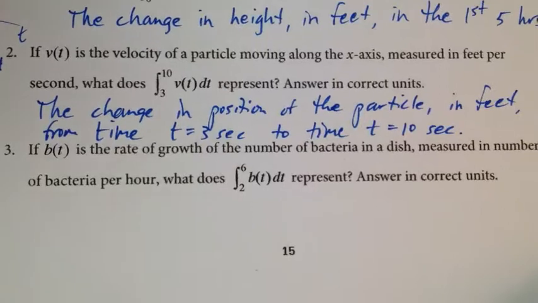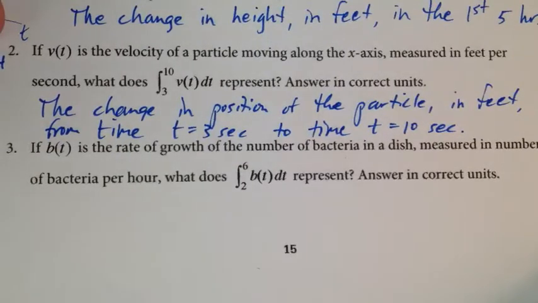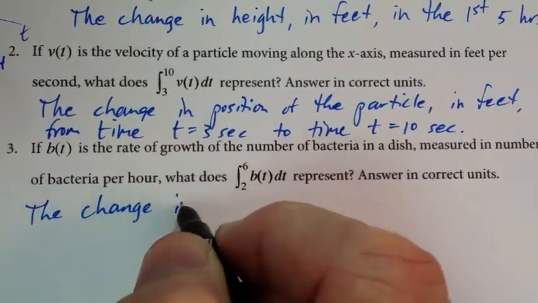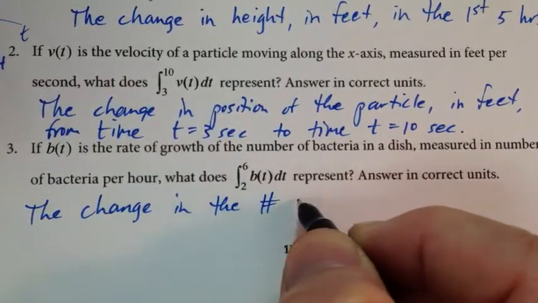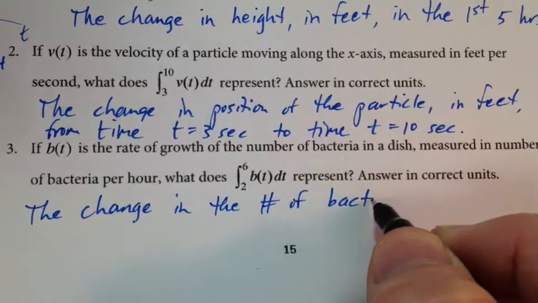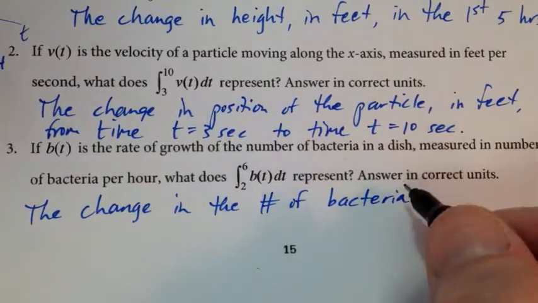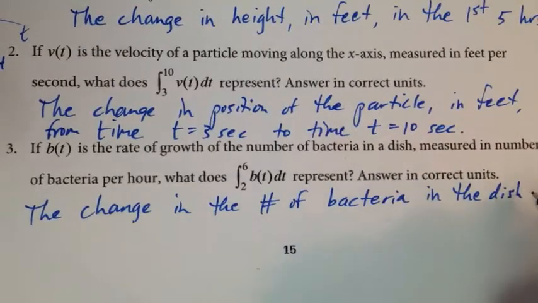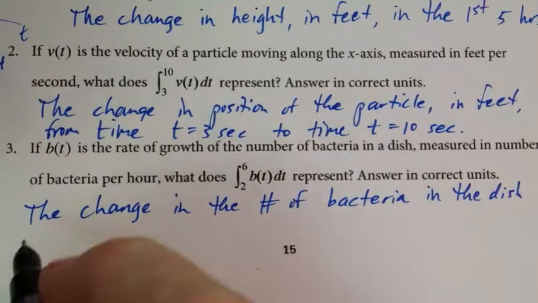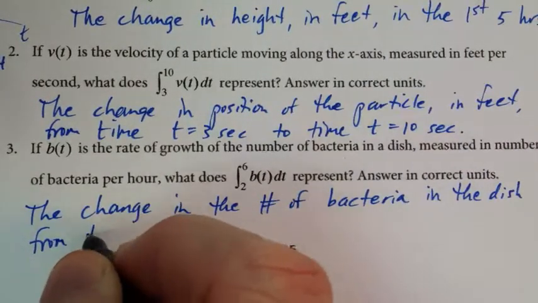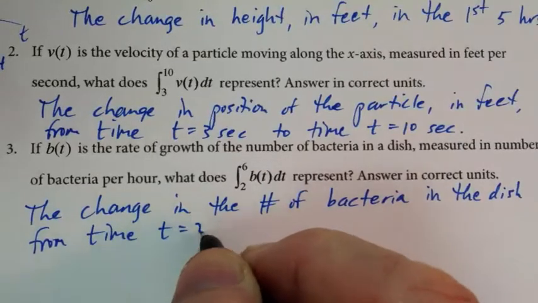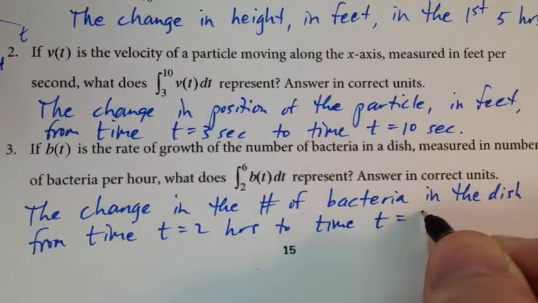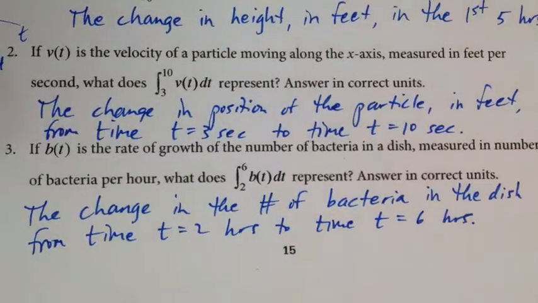Alright, and then number 3, the integral represents the change in the number of bacteria in the dish, from time t equals 2 hours to time t equals 6 hours.